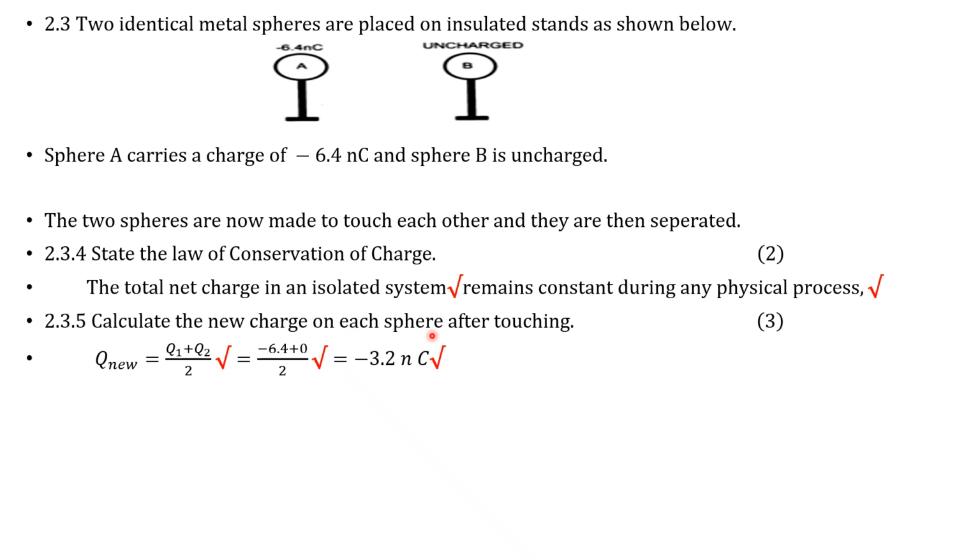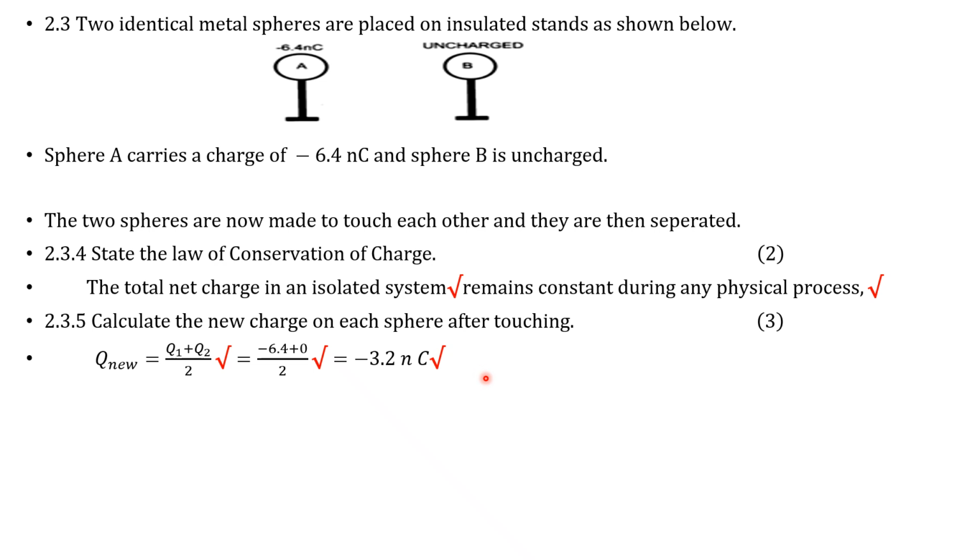2.3.5, calculate the new charge on each sphere after touching. So formula, Q new equals charge 1 plus charge 2 divided by 2. Right, so we have minus 6.4 nanocoulomb plus 0 divided by 2, which then gives me minus 3,2 nanocoulomb. So basically after touching, both A and B will have a charge of minus 3,2 nanocoulomb, and therefore they would repel each other naturally. 1 mark for correct formula, 1 mark for correct substitution, and then last mark for answer.